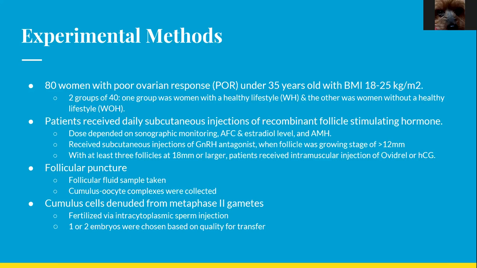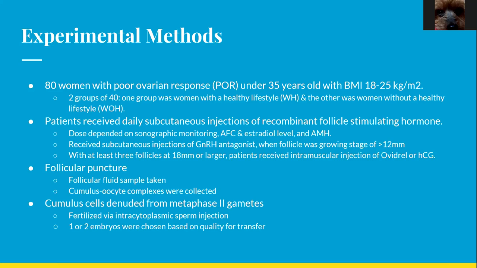They also receive subcutaneous injections of the gonadotropin or the GnRH antagonist. That was when the follicles within your ovaries reached a growing stage of about 12 millimeters or more, sorry. And when they got at least three follicles at 18 millimeters or larger, then they received an intramuscular injection to release the eggs. Immediately prior to that, they did a follicle puncture, where they took the sample of the follicular fluid and the cumulus oocyte complexes.